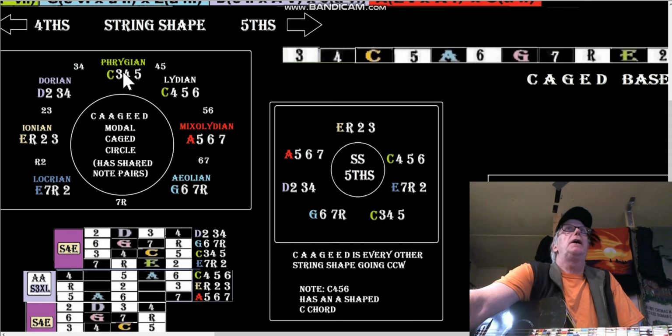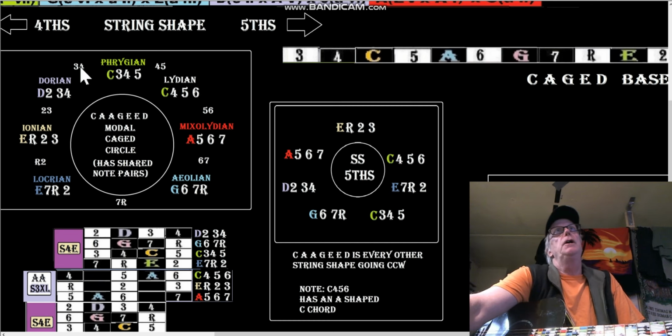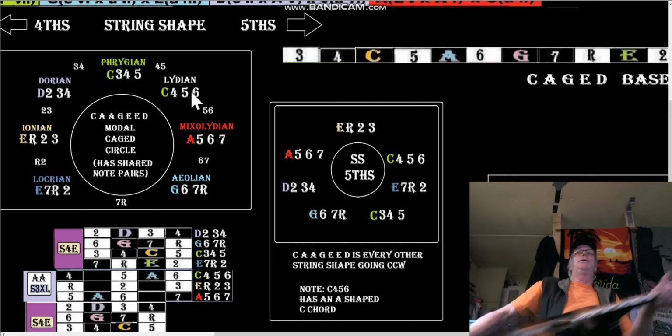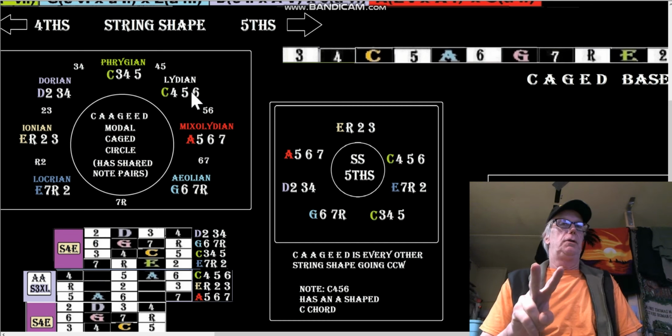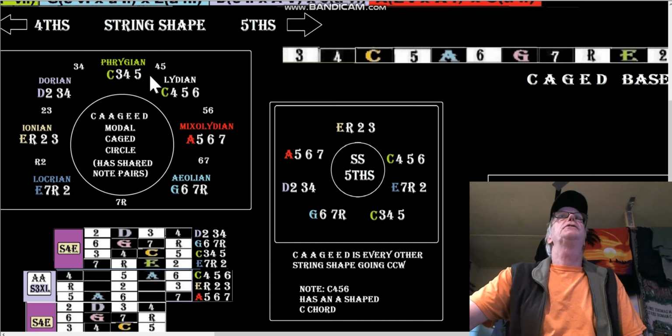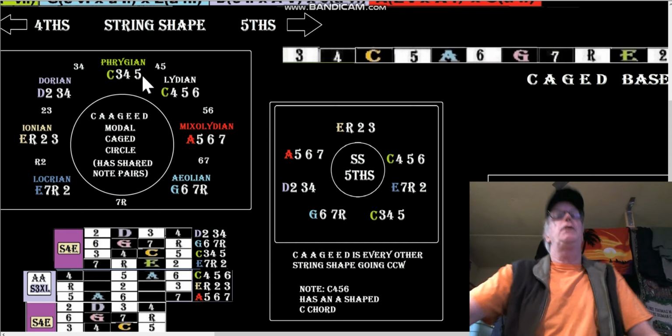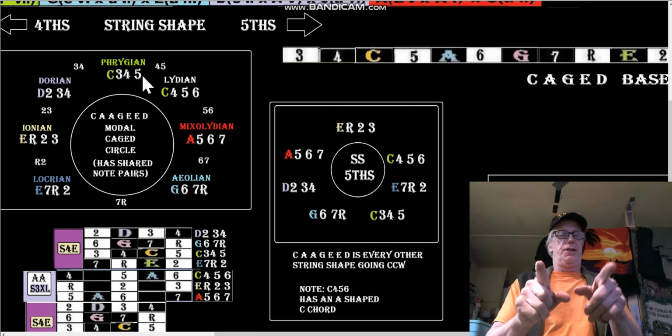Let's see if we can go around counting 2, 3, 4, 5, skip 2, 6, 7 root, skip 2, 2, 3, 4, skip 2, 5, 6, 7, skip 2, root 2, 3, skip 2, 4, 5, 6. We did it. It worked. So the new rule is obviously skip 2 if you want to go in string-shaped fifths, if you want the pattern to count. Now we are done.